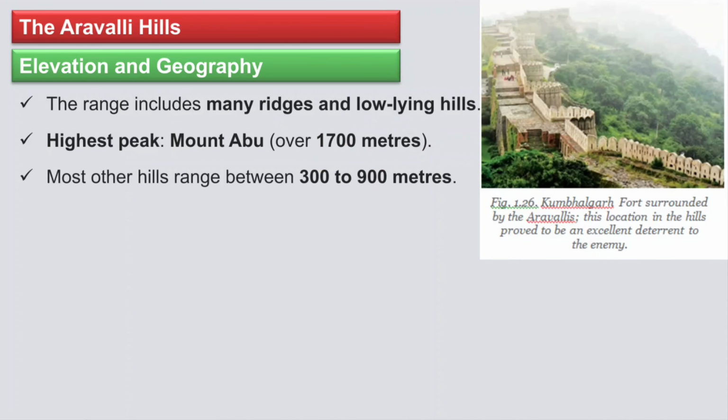So here there is a Kumbal fort. About this we will learn afterwards. And this fort is surrounded by the Aravalli. This location in the hills proved to be an excellent deterrent to the enemy, because see, during the olden time, during the kingdom time, what happened, different kings used to capture the others' territory, isn't it? So in order to make their territory safe, they used to build such forts. And this acts as a very excellent deterrent towards the enemy.